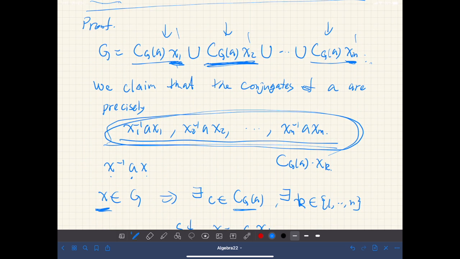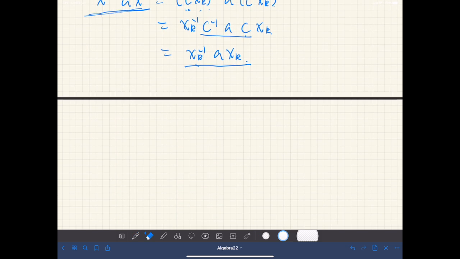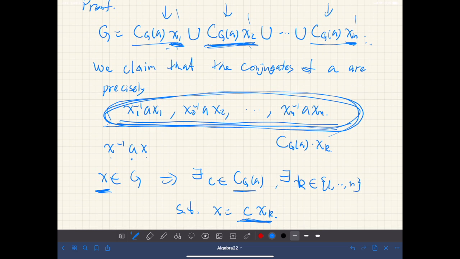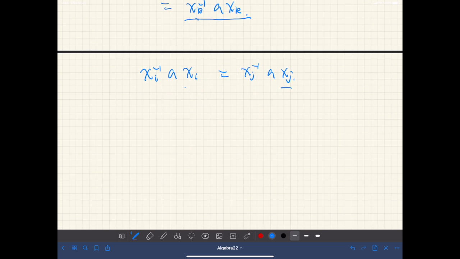Okay, next we show that all these conjugates are distinct. To do that, let's suppose we have xi inverse a xi is equal to xj inverse a xj. Suppose this xi and xj come from different cosets. Or maybe they are the same coset, but what we are going to show is that they actually come from the same coset.